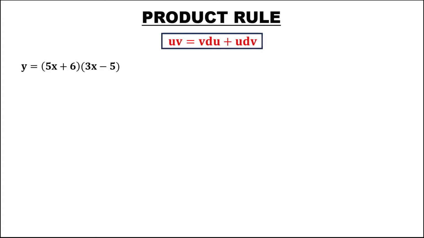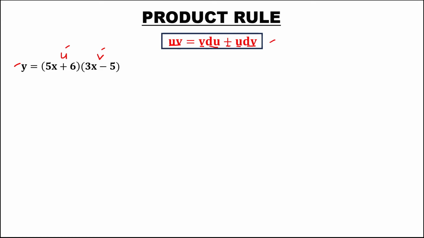So let's have this problem. To find the derivative using the product rule, this is the formula. We have u times v, and for the derivative, that's v times du plus u times dv. So for this given, to find the derivative, this is u and this is v.